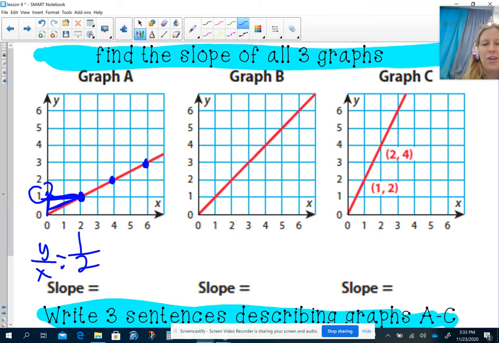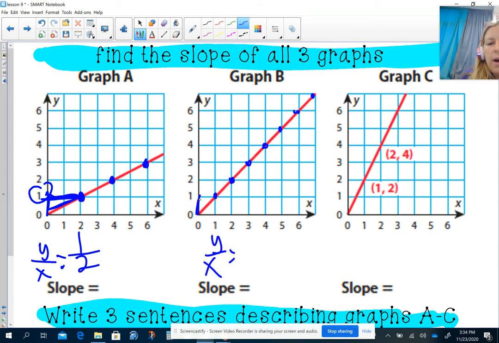1/2. Good. Okay, let's look at the slope, because I can't describe my slopes yet until I have all my slopes, right? Okay, let's do graph B. And I'm going to do my little points. Oh my goodness, look, there's a whole lot of points on this one. So let's talk about my y over my x.